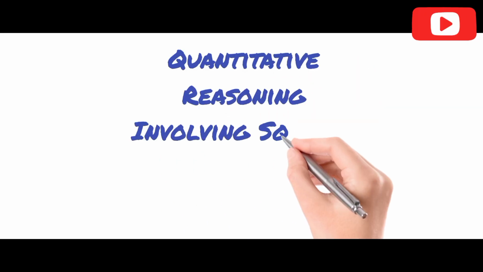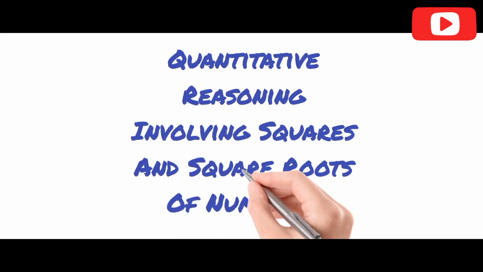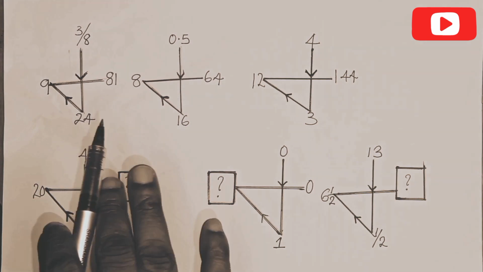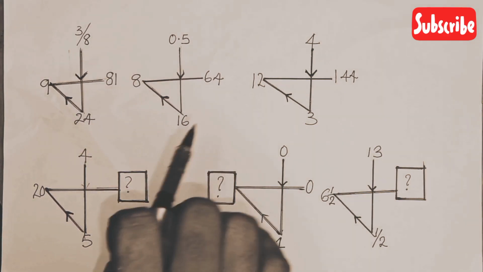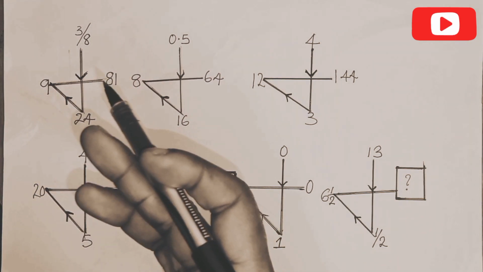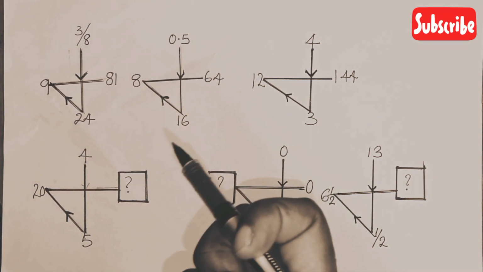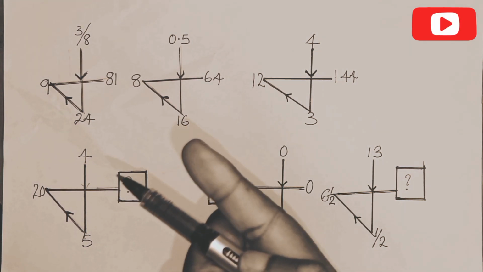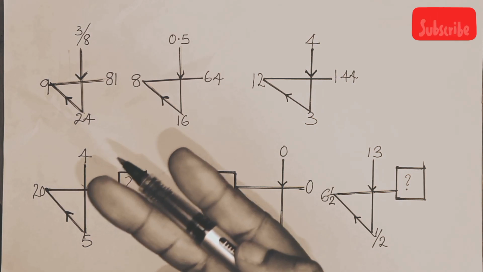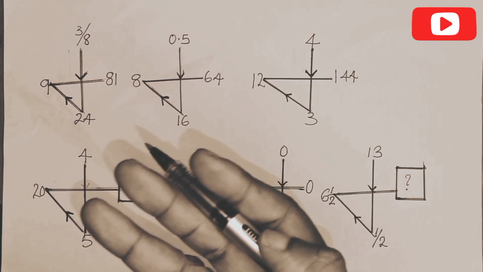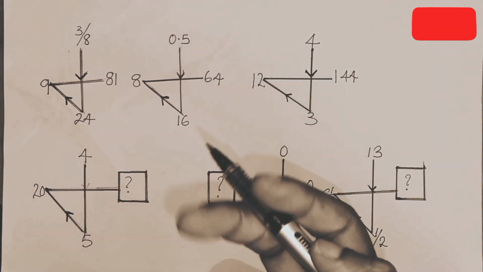Quantitative reasoning involving squares and square roots of numbers. There are things you have to consider when you're solving your quantitative reasoning. They include addition, subtraction, division, and multiplication. The multiplication is otherwise known as product. The division is known as quotient. The subtraction is otherwise known as difference. And your addition is known as sum.